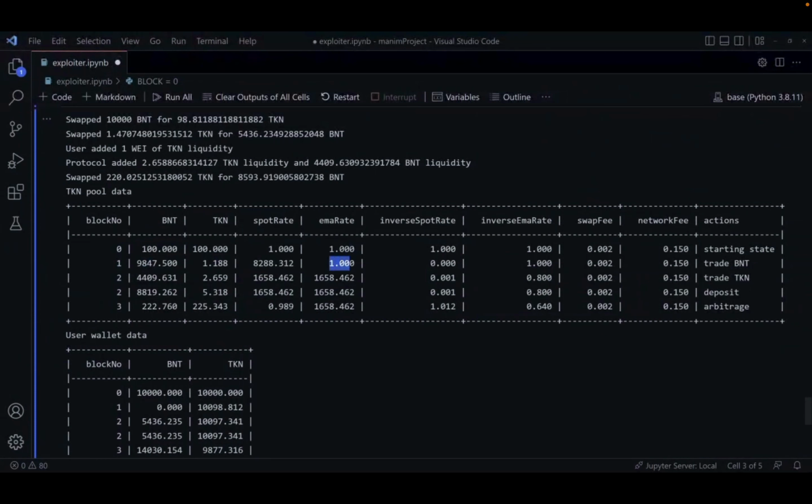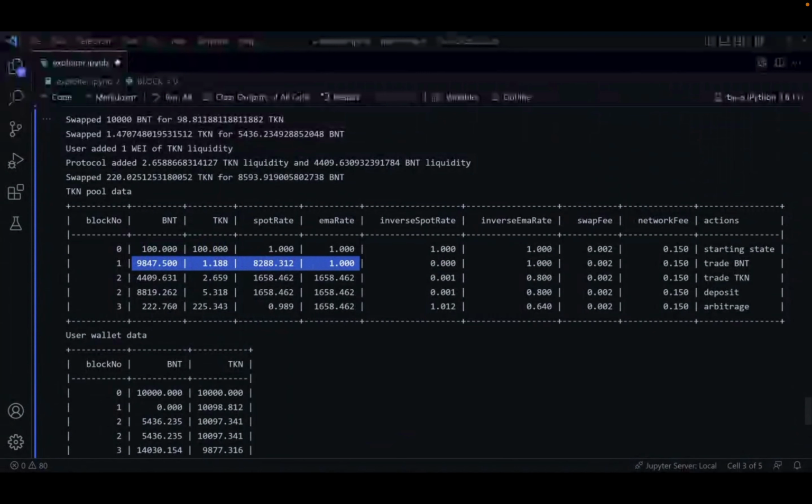But remember, I said that the EMA is always lagging behind. So when this EMA was calculated, it's only referring to the previous EMA rate and the previous spot rate. So this is demonstrating that performing this attack on the same block is not going to achieve anything, right? The EMA refuses to acknowledge that the change in price has occurred. But at the beginning of the next block is when it's going to start taking that price change into consideration. So let's say that there hasn't really been a change in the price of BNT and TKN. And so what the attacker here has done is they've opened an enormous arbitrage opportunity.